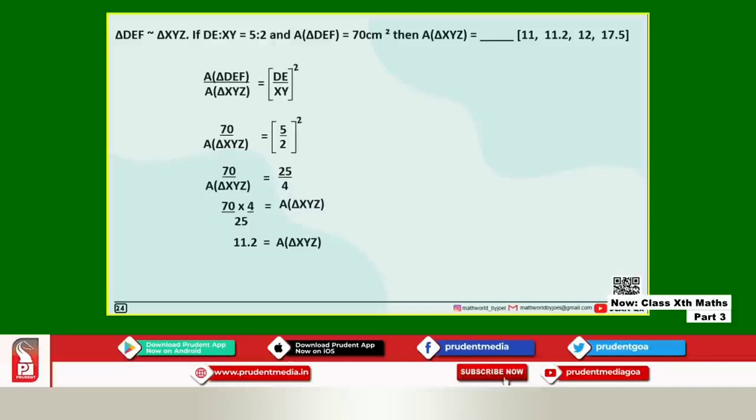Sides are already given to us. So squaring it would become 70 upon area of triangle XYZ is equal to 5 square, which is 25, upon 2 square, which is 4. So all I'm doing now is cross multiplying, so that XYZ, which is on the left hand side in the denominator, when you throw it on the other side of equal to, will become multiplied, right? So it goes in the numerator there, and 25, which is the numerator, on the other side of equal to comes down as denominator. So if you do all that calculation, you will get 11.2 as the area of triangle XYZ, which is one of the options in that fill in the blank.